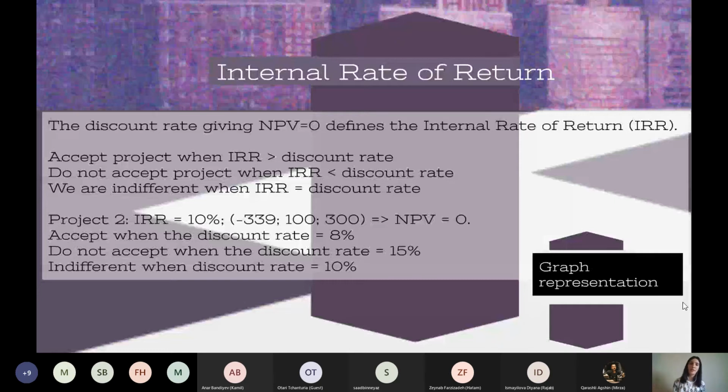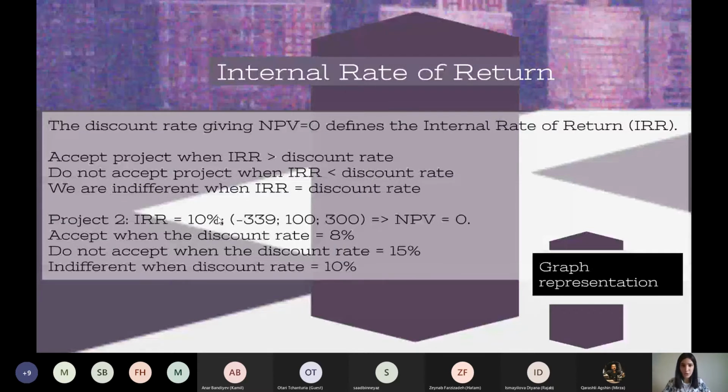If both are the same, if the internal rate of return exactly equals the discount rate you found, you're indifferent between accepting or not accepting. In our project 2, if you remember, our NPV was 0. So here it means that our IRR is exactly the same as the discount rate, and we found the discount rate is 10%, right? So it means that in the second project, our discount rate exactly is the IRR.